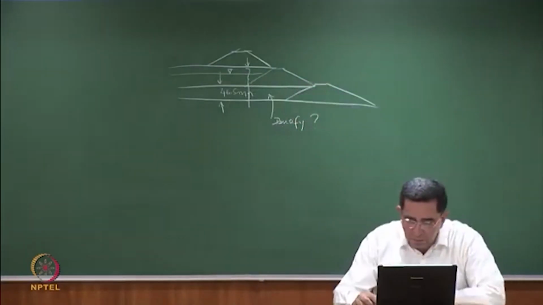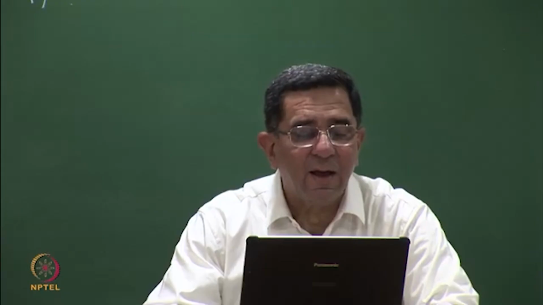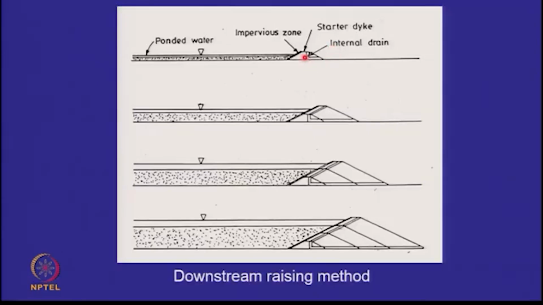To get rid of this problem, the other method is called the downstream method of construction. Now the difference in the downstream method of construction is that you are moving downstream. This is your first dike made of soil. Then the second one is made above it and towards the downstream side. And then like that, third and fourth. The two important things. If your boundary of the ash pond was here and you started your starter dike here, you can't go downwards. That's an error.